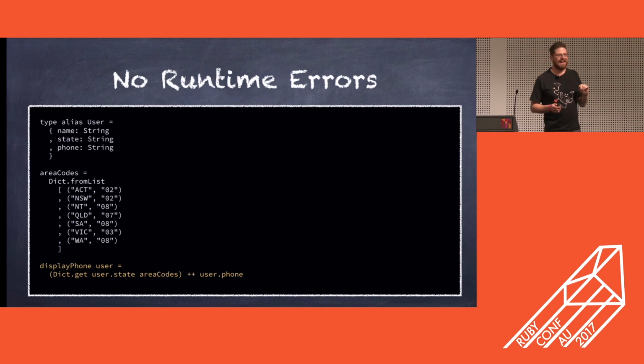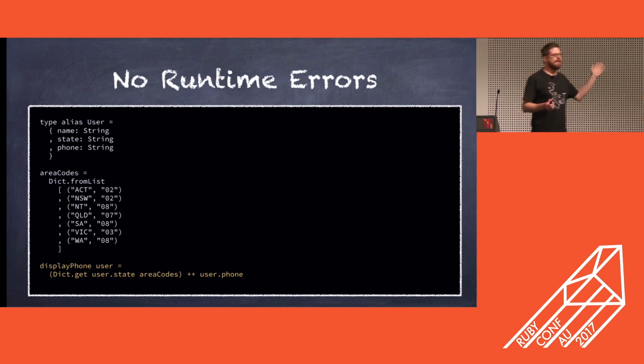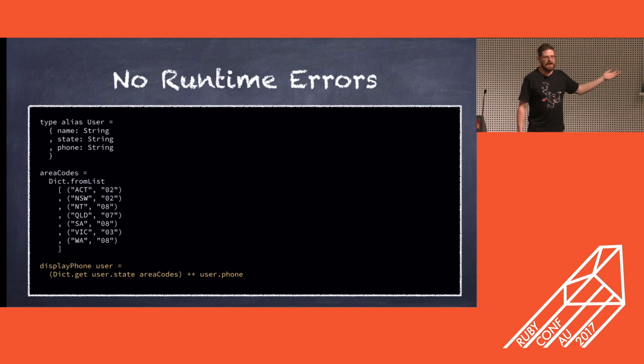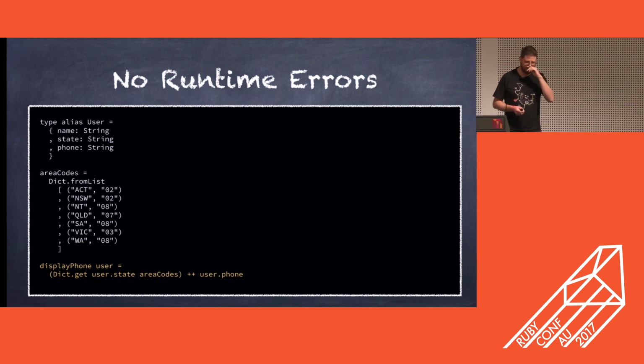So the thing about this is, if you had code like this in Ruby, what would happen is you'd try and get the user's area code out of that hash using the state. You'd get nil back, and then you'd try and call ++ on nil, and you'd get a no method error, and that would blow up at runtime for your users and throw a stack trace.